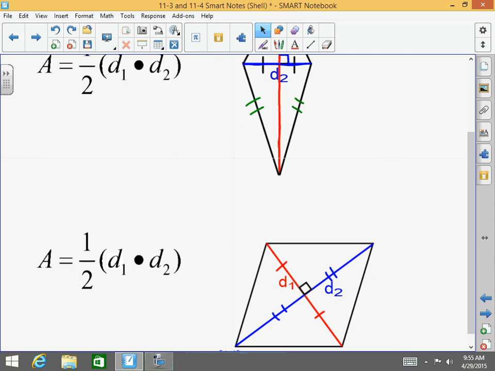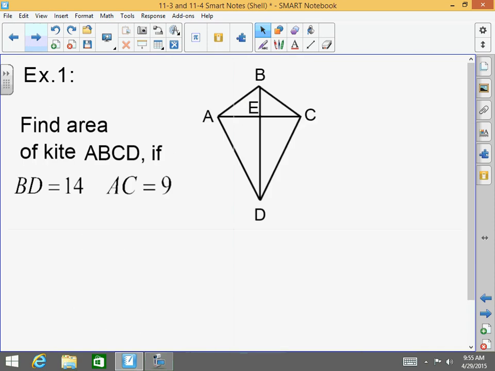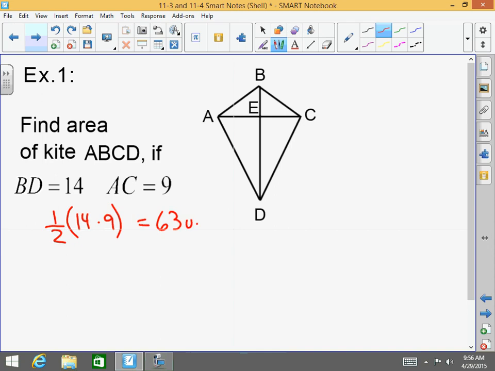Okay. So the area of both a kite and a rhombus is 1/2 of diagonal 1 times diagonal 2. For example, find the area of kite ABCD if BD is 14 and AC is 9. Nice and easy. It's 1/2 of 14 times 9, literally. It's that simple. So this is divided by 2, 7 times 9, so this is 63 units squared.